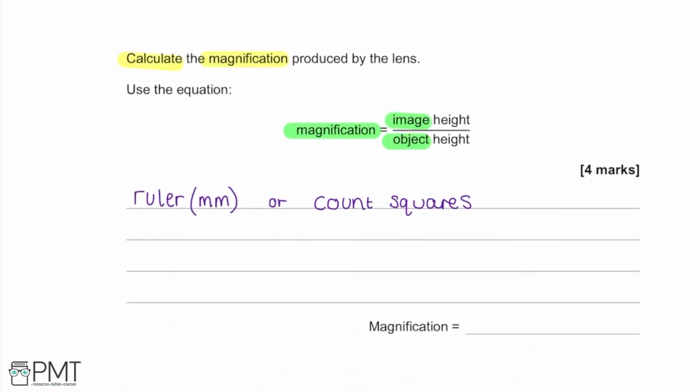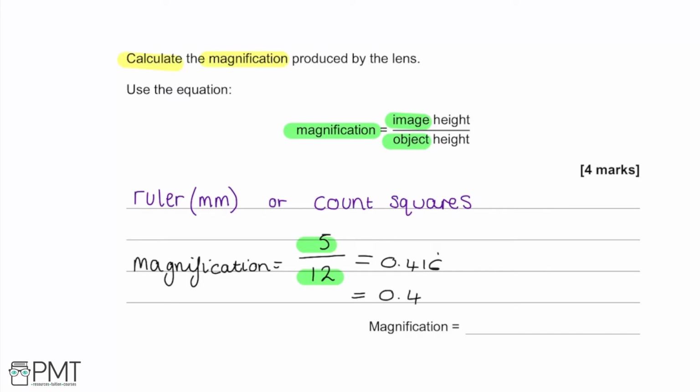So then with that information, I can go back to this part, and then I have that the magnification is equal to the image height, which we had as 5 squares, over the object height, which we had as 12 squares. And that is going to give us an answer of 0.416 recurring. And then that rounds to a nice value of 0.4, which I'm going to give as the answer.